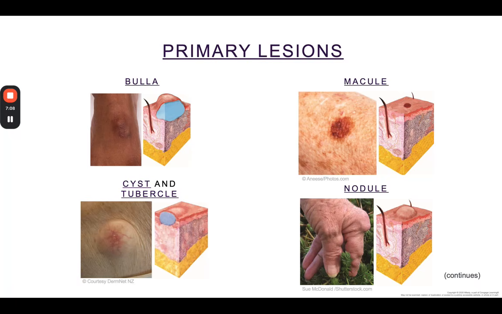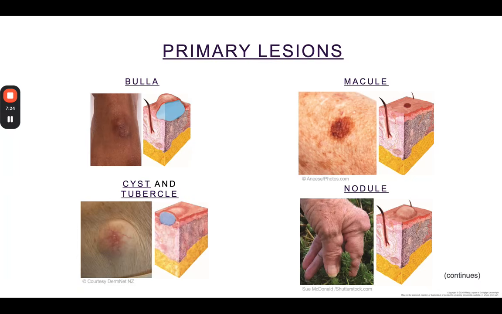Examples of a cyst in skincare may be a severe acne cyst that you sometimes find or feel underneath the surface. Okay. Next, we have a macule. So a macule is described as a flat spot or discoloration on the skin. Examples of a macule may be an age spot or a freckle.